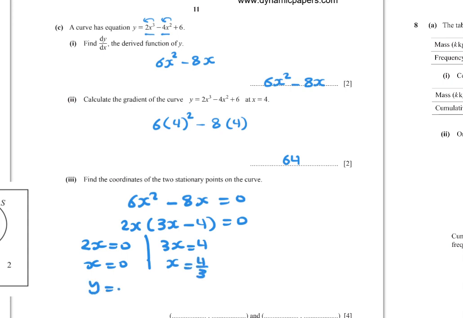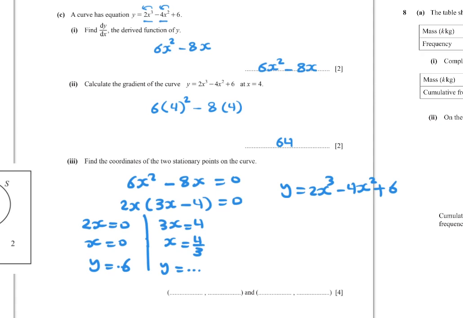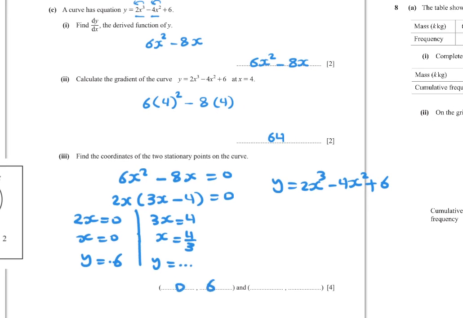Now we need to find the value of y when x equals 0, and the value of y when x equals 4/3. We need to substitute in the equation of the curve y equals x^3 minus 4x^2 plus 6. So now put x equals 0 in this equation. So 0 minus 0 plus 6. So y equals 6. So the first point is (0, 6). And if you put x equals 4/3, you get y equals 98/27. So the second point is (4/3, 98/27).